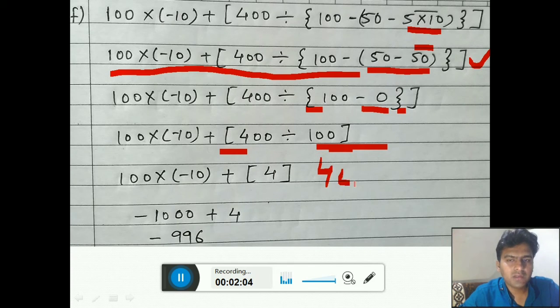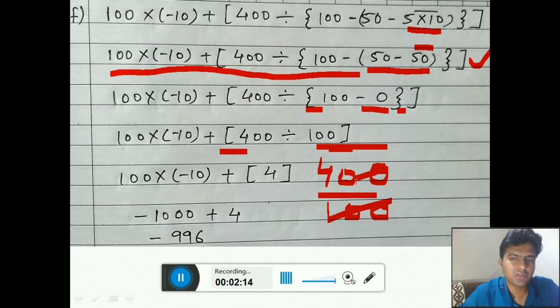400 divided by 100 equals what? It is very easy. The answer is 4, because in 400 divided by 100, these two 0s we can cut with these two 0s. So 400 divided by 100 equals 4. So we are left with 4 here. Now according to the rule all the brackets are gone. Now we have 100 into minus 10 plus 4. So plus 4 is there.